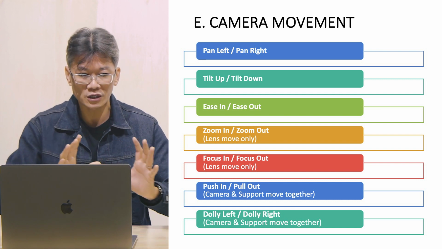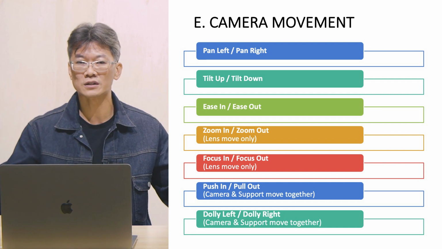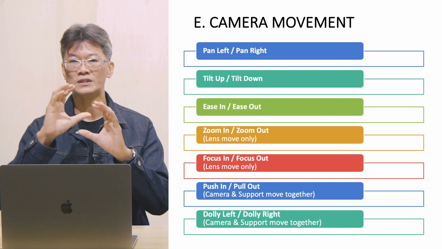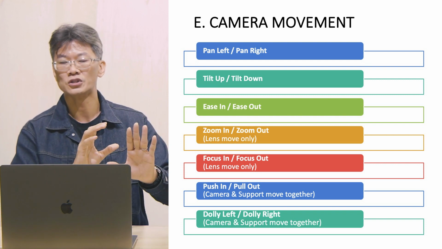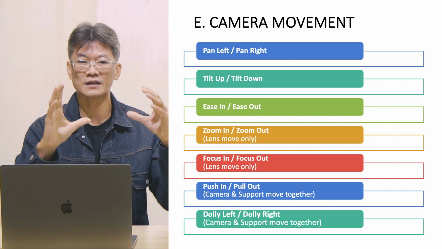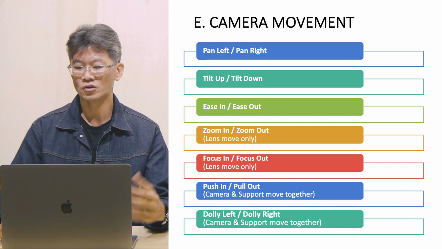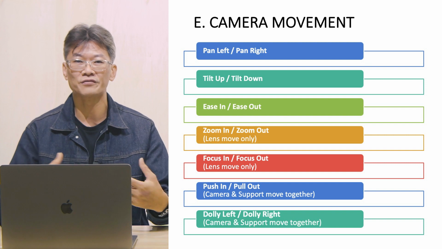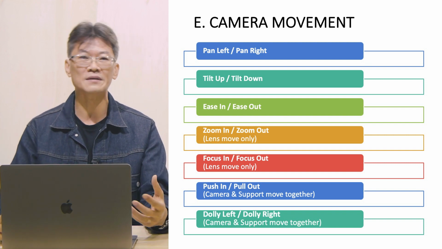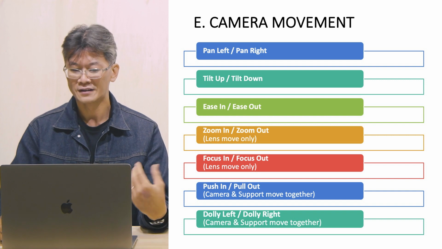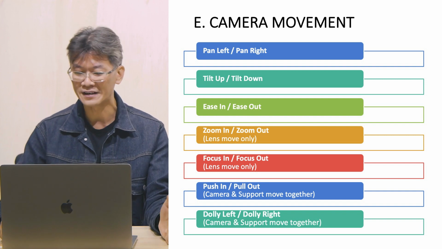Because as you are pushing in, the background changes the perspective. Compared to just a normal zoom lens zoom in, the background does not change at all. So only the shot size will change. So consider push in and pull out kinds of effects. Even though it's a short duration, it will add more cinematic feel to your production. This is for more advanced technique then.